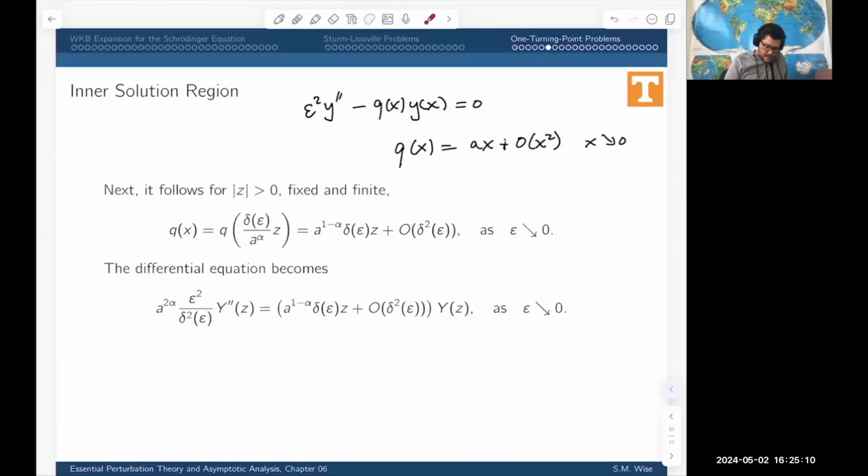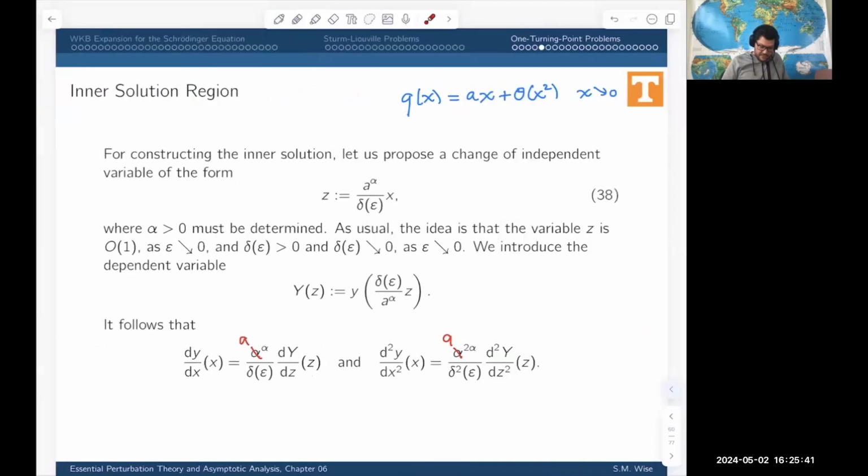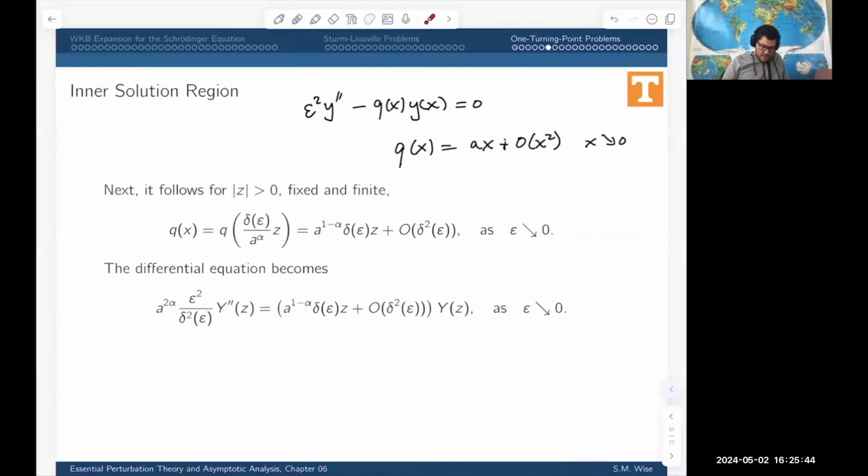Because instead of having x as my parameter, now this whole thing becomes my variable. And so I get this as my first term, and order delta squared, because delta is the thing which is getting small now. Delta gets small because epsilon is getting small. So the differential equation transforms into this differential equation just by plugging in my derivative transformation formula and my expansion for q.